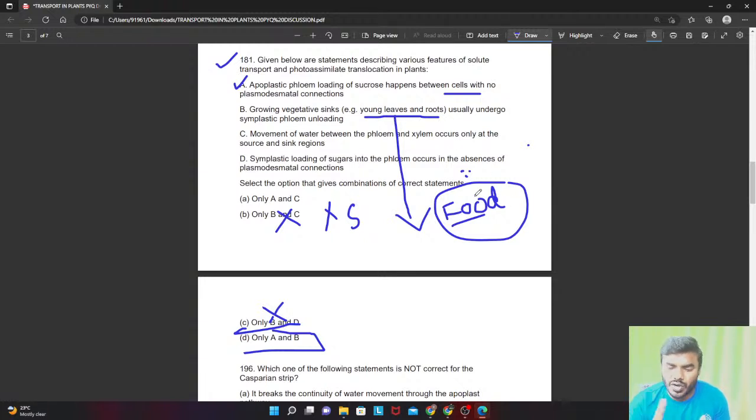Young leaf is not a dead cell. It is a living one. So, if it is the living component, mostly it will use this word plasmodesmata only, right? Don't get confused with that. So, young leaf and root. Young leaf is not a dead cell. Okay. That's what I am saying here.